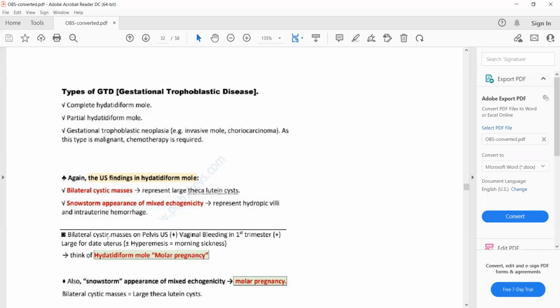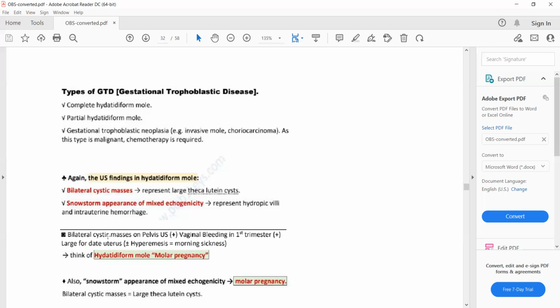Because excessive proliferation of trophoblastic cells will cause a large for date uterus, and due to excessive secretion of beta HCG by these excessively proliferating trophoblastic cells, the patient will have excessive vomiting or hyperemesis. So remember these three points: vaginal bleeding in first trimester of pregnancy with large for date uterus, and persistent or severe vomiting, you will think of hydatidiform mole, molar pregnancy, or gestational trophoblastic disease. And you will confirm your diagnosis by doing an ultrasound.